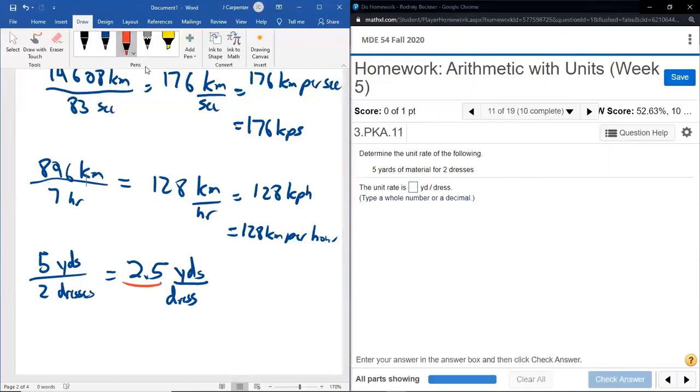Remember, when you do the division, the bottom is automatically a 1. It's 2.5 yards for every 1 dress. It's just nobody writes denominators of 1 in an answer. I did not mean to hit that. I really hope that, there we go, okay.